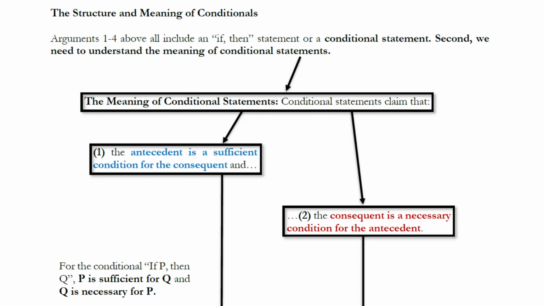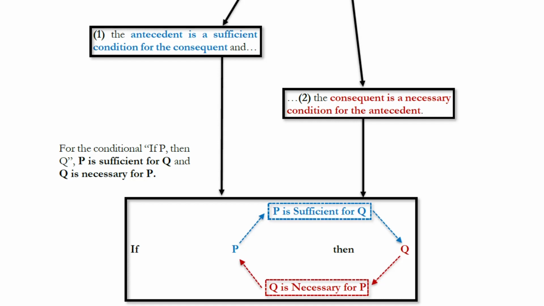If we know that some conditional statement is true, then what have we learned exactly? Conditional statements imply the truth of the following two claims. One, that the antecedent is a sufficient condition for the consequent, and two, that the consequent is a necessary condition for the antecedent. So, suppose we have the conditional statement, if P then Q. What this statement is telling us is that P is a sufficient condition for Q, and it is also telling us that Q is a necessary condition for P.